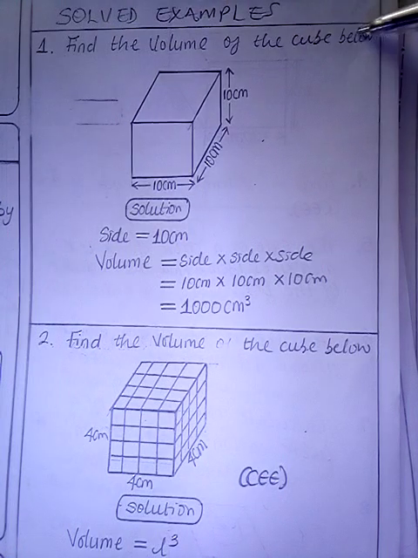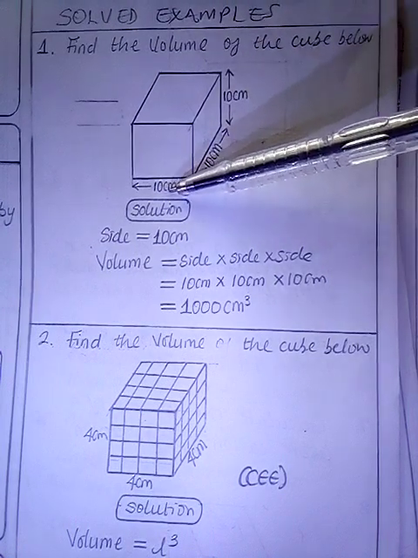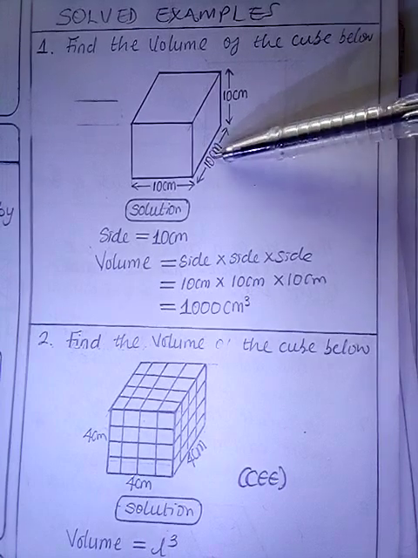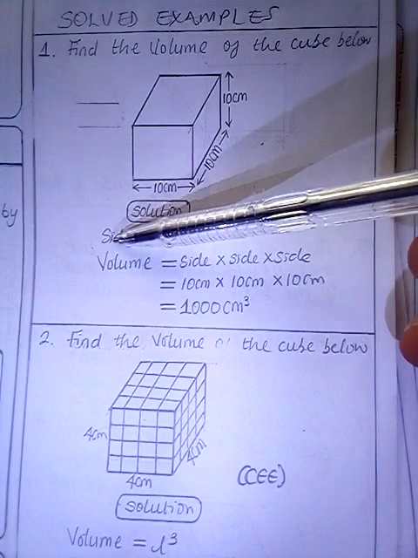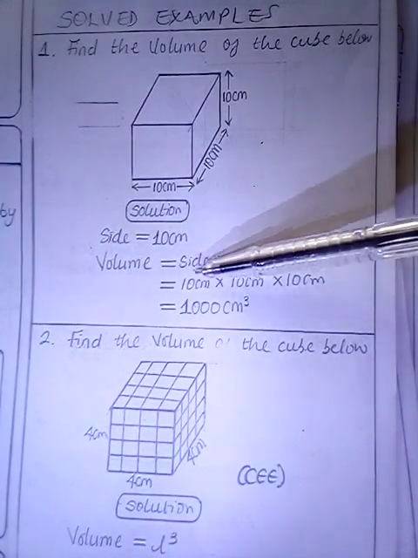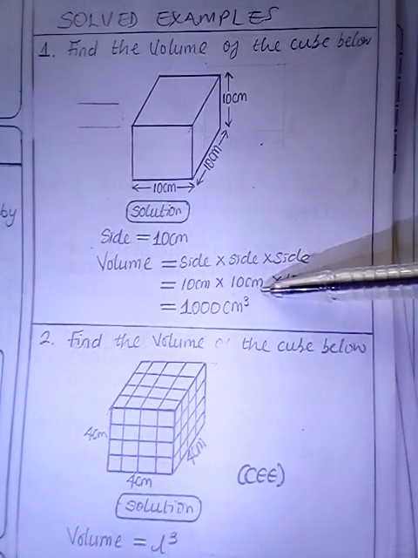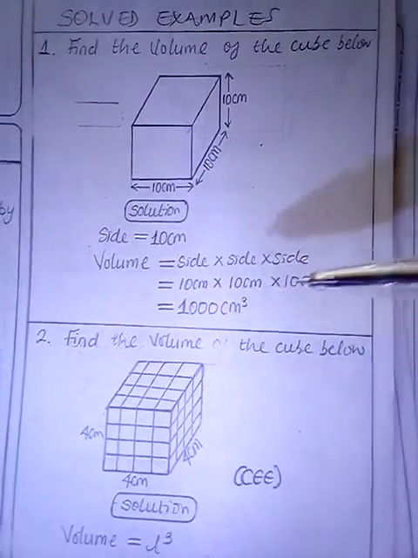Find the volume of the cube below. This is a cube. This cube has length of 10 cm, height 10 cm, and breadth 10 cm. Since the side is 10 cm, volume can be calculated as side times side times side, which is 10 cm times 10 cm times 10 cm, which gives us 1000 cm cube.